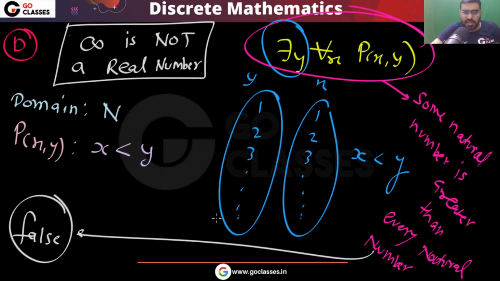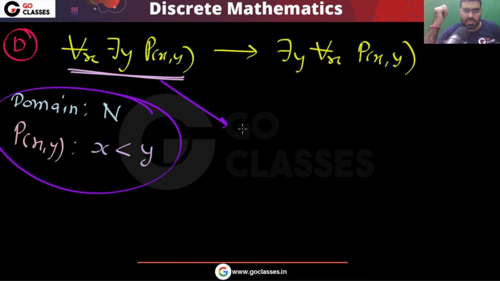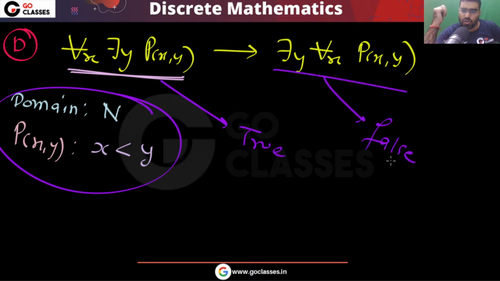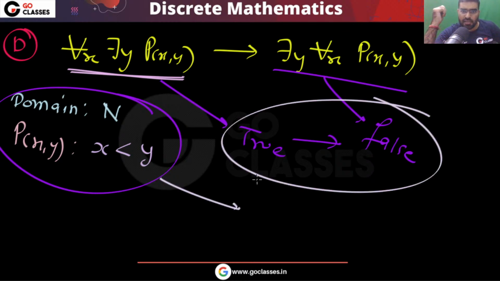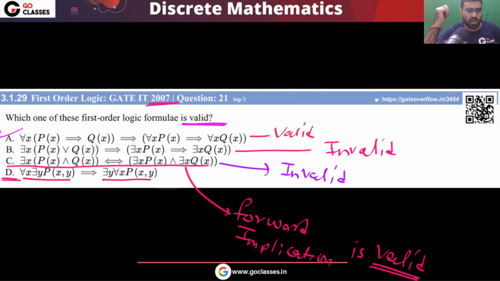So you can easily see that, can I say there is some natural number which is greater than every natural number? The answer is false. So what you found is that in this situation this is true, in this situation this is false. So finally, true implies false. In this situation I can say that this is false. So this option D is invalid. Is this clear? So this option D will be invalid.